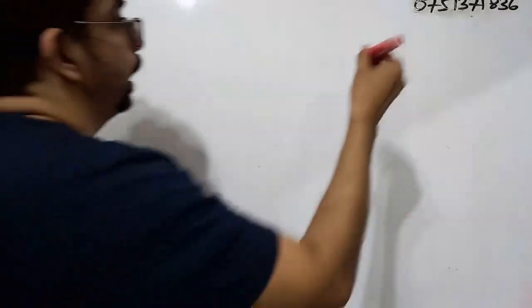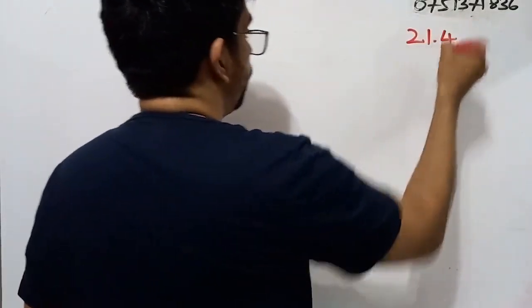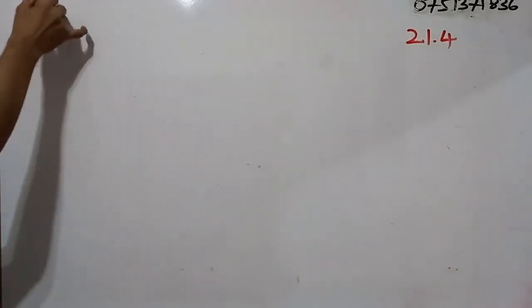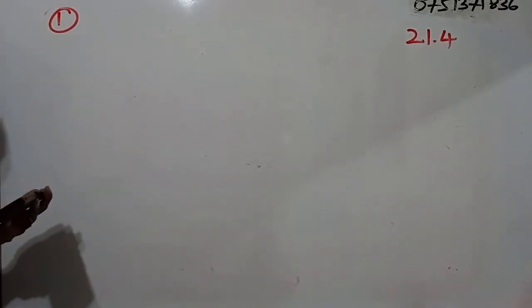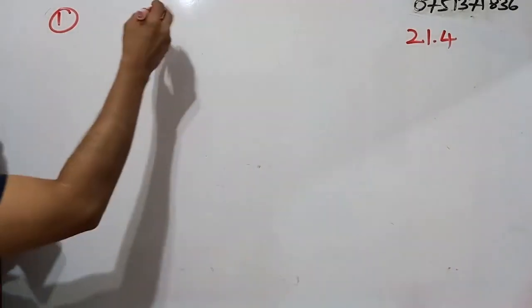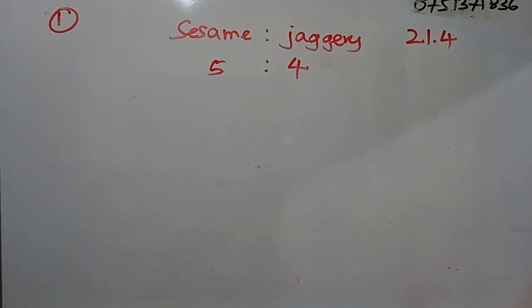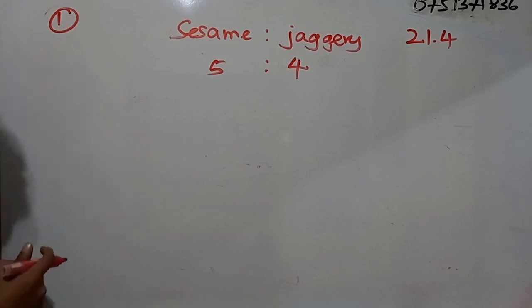Okay, exercise 21.4 under that question number 1. Sesame balls are made by mixing sesame and jaggery in the ratio of 5 to 4. So we will write that. How much jaggery is required to make sesame balls if 500 grams of sesame is used?